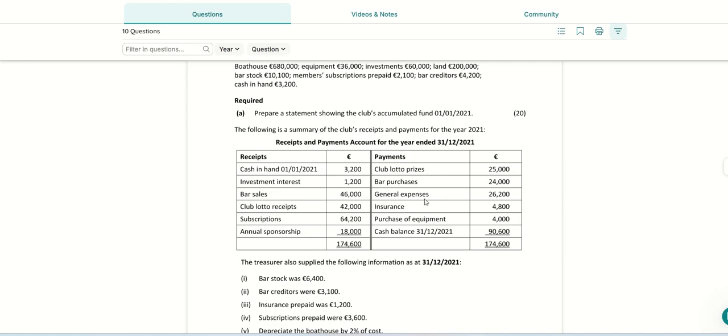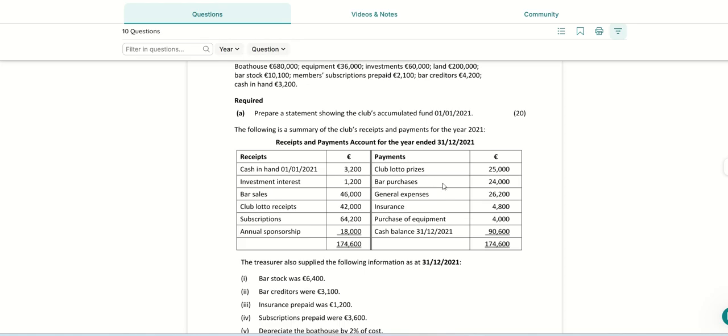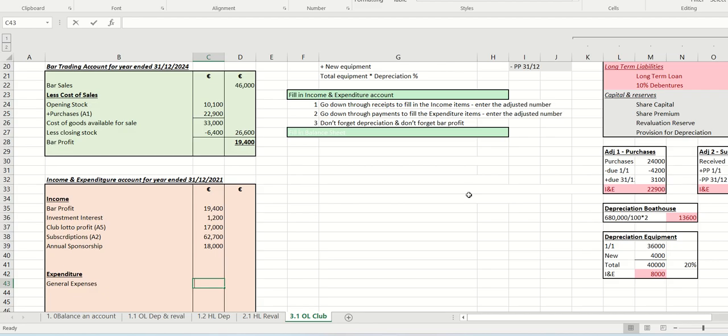Now we're going to the expenditure section and we're going to go down through here. The lotto prizes, we're not using that now because we've put in the profit number. The bar purchases, we're not using that one because we've put in the bar profit. General expenses, putting in that one. And there was no adjustments to general expenses in this question. There often is. So we can take the number straight from here, 26,200.